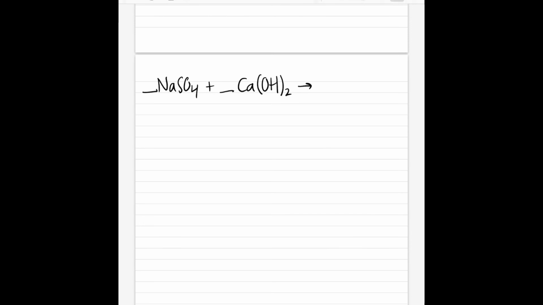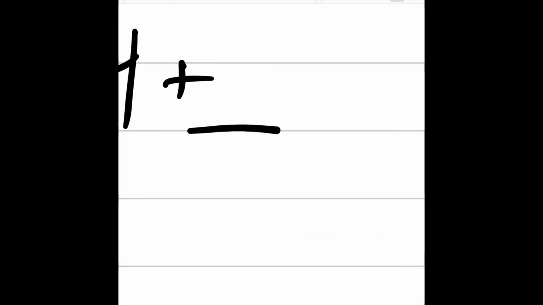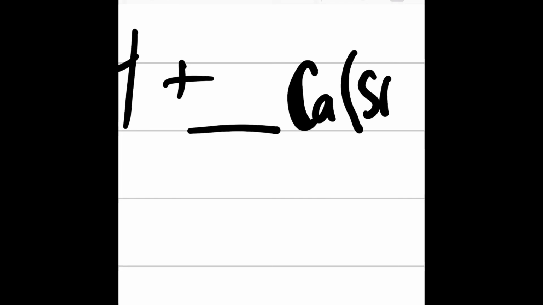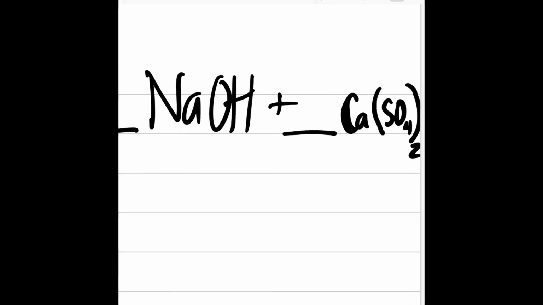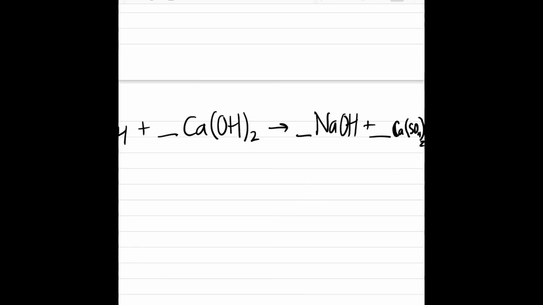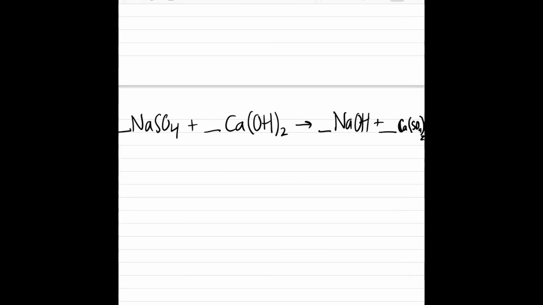So 2 things are going to switch, and that's going to give me NaOH plus, I'm going to run out of room here. Let me zoom this in a little bit. It's going to be CaSO4 with a 2 out here. Had to get that to go in there. That's a 4, by the way. Okay, so you write everything down that you see.